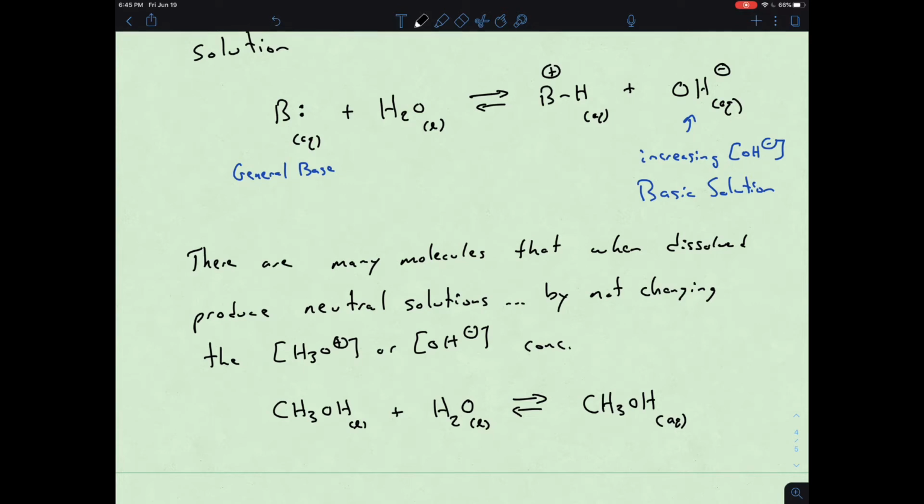So that's how these bases and acids affect the actual concentrations of hydronium and hydroxide, and we'll eventually figure it out. Well, that means that we're talking about now changes in pH of solutions.